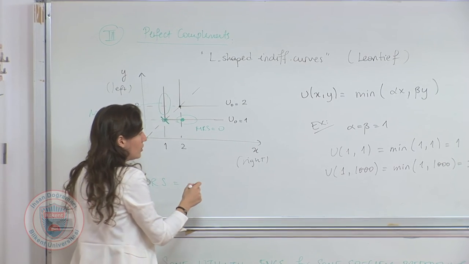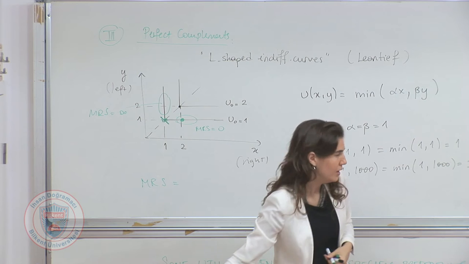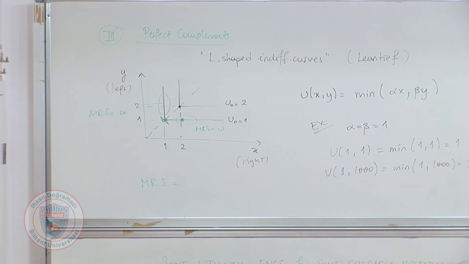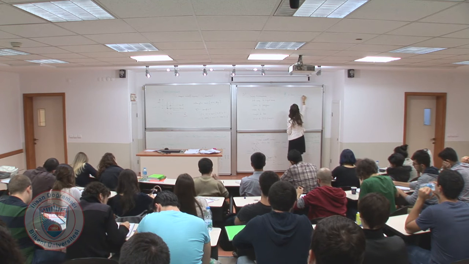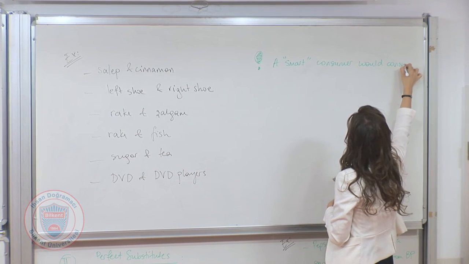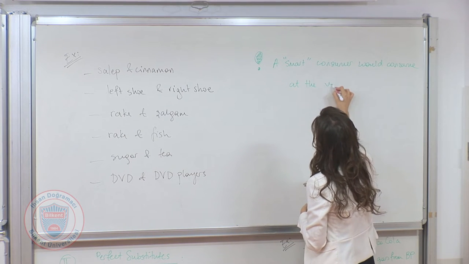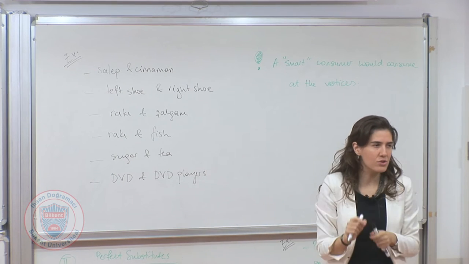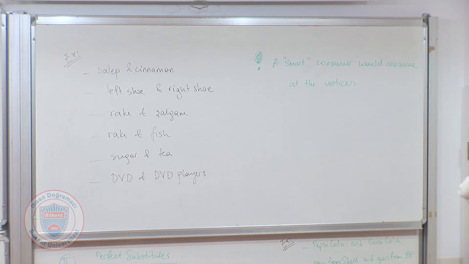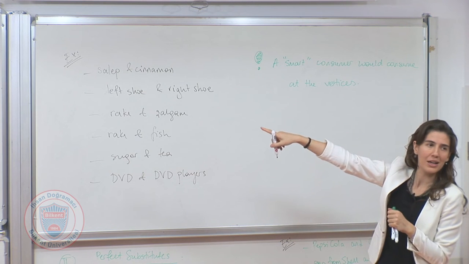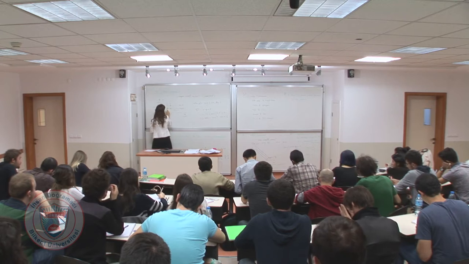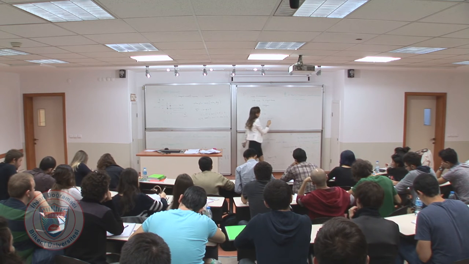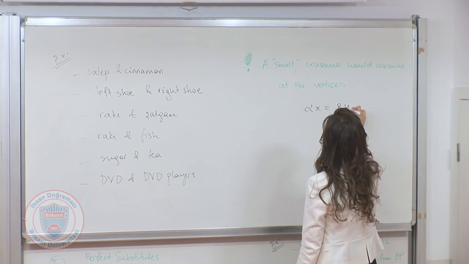And this kink is, so you can actually say, let me write it here. A smart consumer would consume at the vertices, right? So at the kink, depending, of course, on the prices of the goods and also on his income, we'll see later, at the vertices and where that, in order to write down the points which would satisfy this condition, it would be at a point where alpha x equals beta y, right?